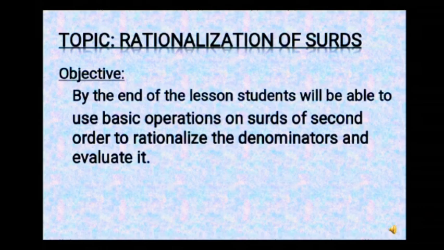Unit number 4, Algebraic Expressions and Algebraic Formulas. And the topic is the same, Rationalization of Surds. So the objective will be, by the end of the lesson, students will be able to use basic operations on surds of second order to rationalize the denominators and evaluate them. Students, we have already done this, and now we are repeating it. Now, all the given surds will be added or subtracted by taking the conjugate and rationalizing it. And also we will find its value.